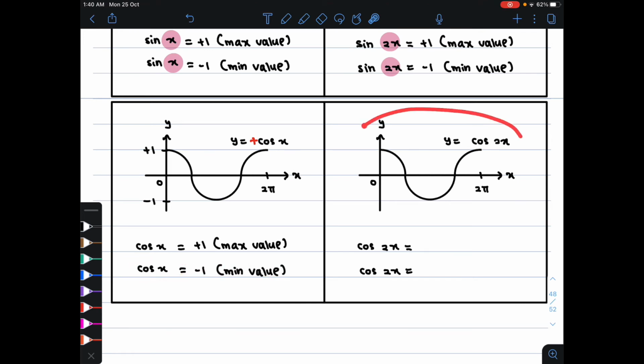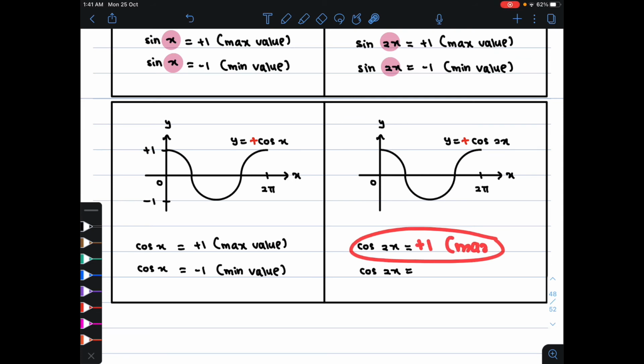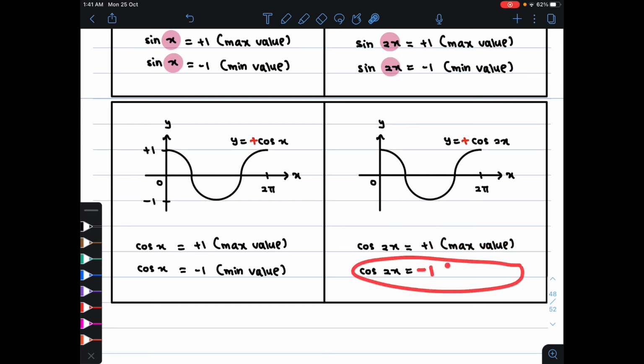Now, what if you have y equals cos 2x? Make sure the coefficient here is positive 1, and the maximum stays the same, which is positive 1, and the minimum is negative 1. So you can write down cos 2x equals positive 1 is the maximum value, and cos 2x equals negative 1 is the minimum value.